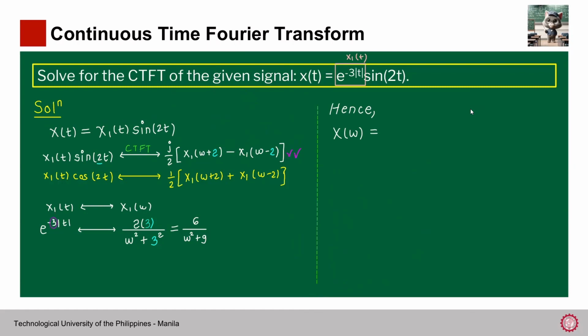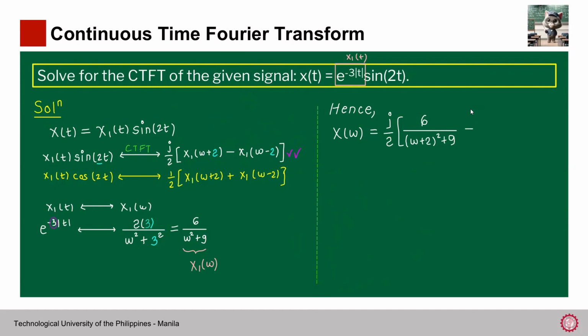No subscript. So the answer here is j over 2 times x sub 1 of omega plus 2. As our x sub 1, this is it. So this is our x sub 1 of omega. You just need to write this but adjust the omega to become omega plus 2. So in other words, this is 6 all over omega plus 2 quantity square plus 9.